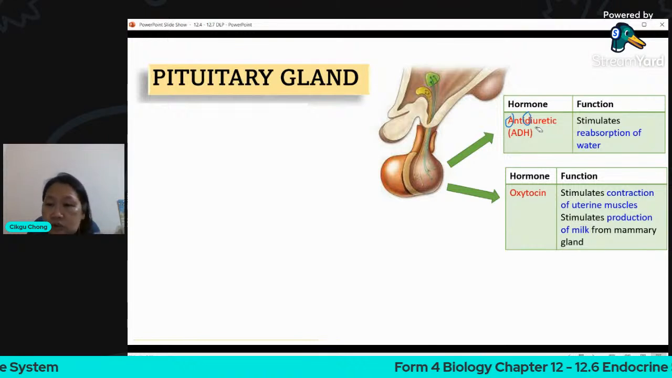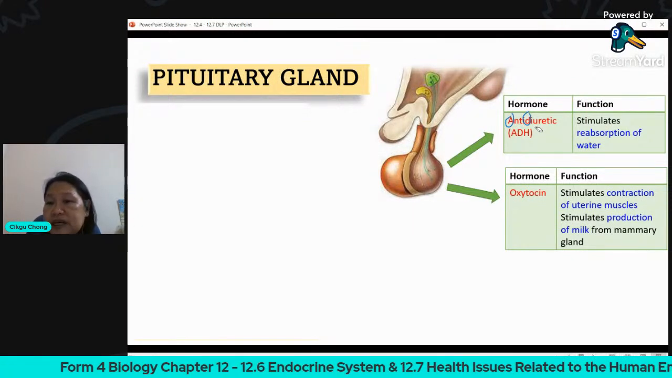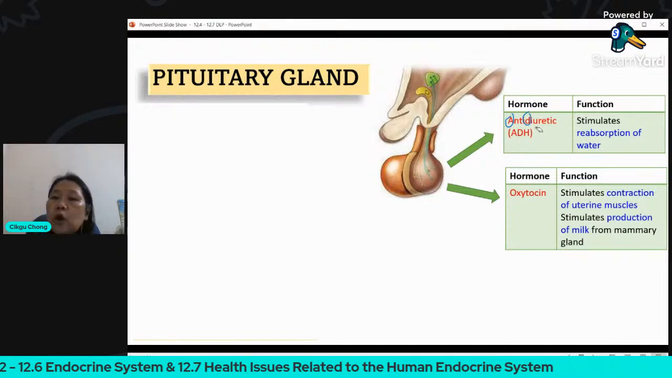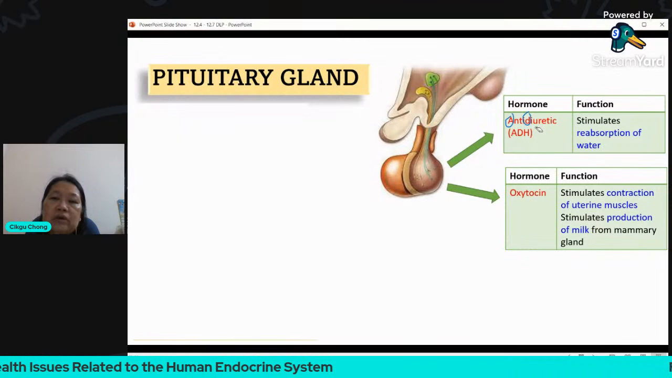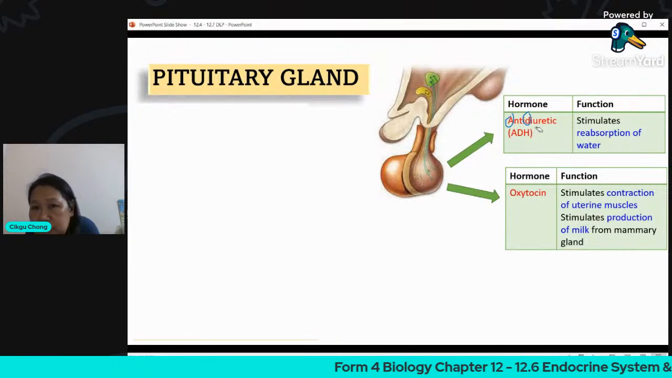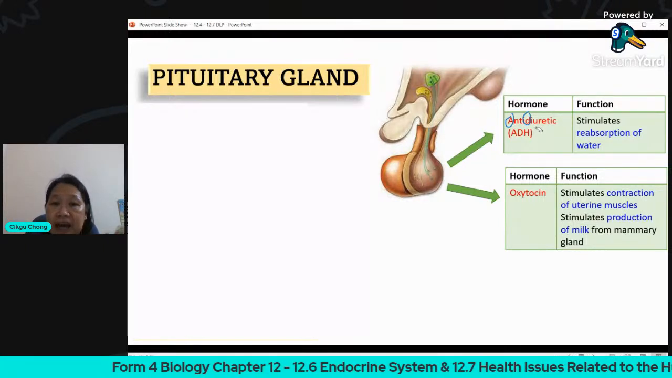Another function of oxytocin is it stimulates production of milk from the mammary gland, from the breast. The breast tissues there are mammary glands which produce milk. So this oxytocin will stimulate the milk to be released from the mammary gland. So these two, A and O. Remember, A and O is for the posterior. Now the rest will be for the anterior.